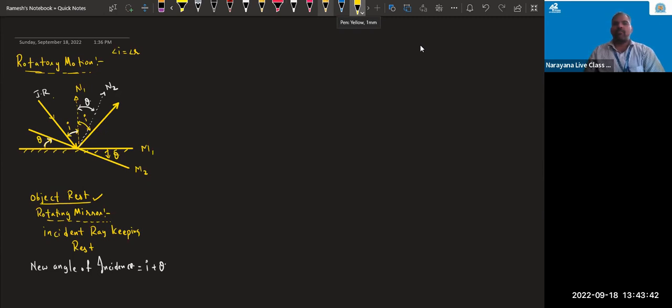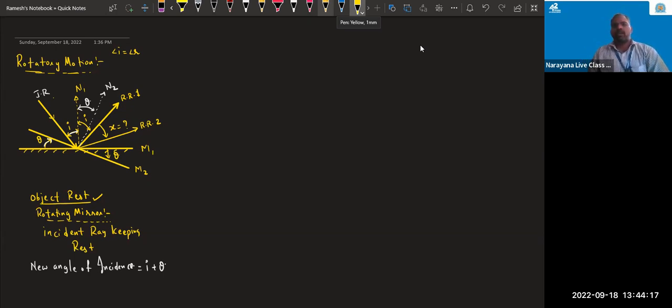Where is the new reflected ray? This is the reflected ray number 1. What is the new reflected ray? It will be like this somewhere, no? RR2 means second position of the reflected ray. I want to find what is the angular displacement of this one. I will assume unknown value x, na? What is the x value?